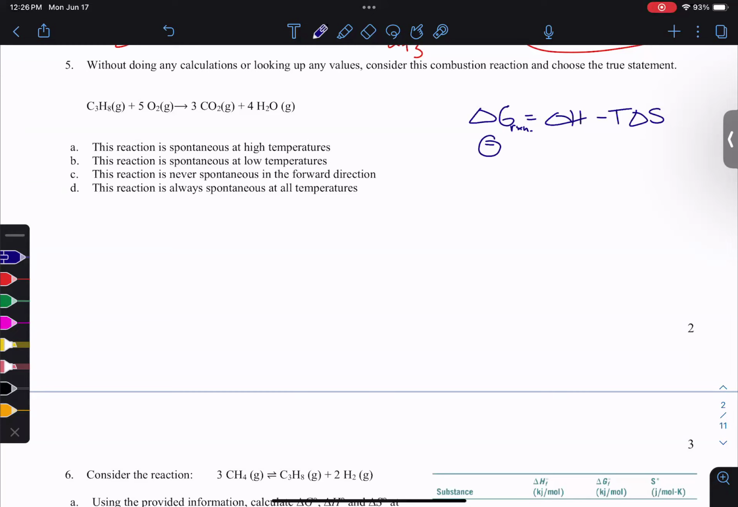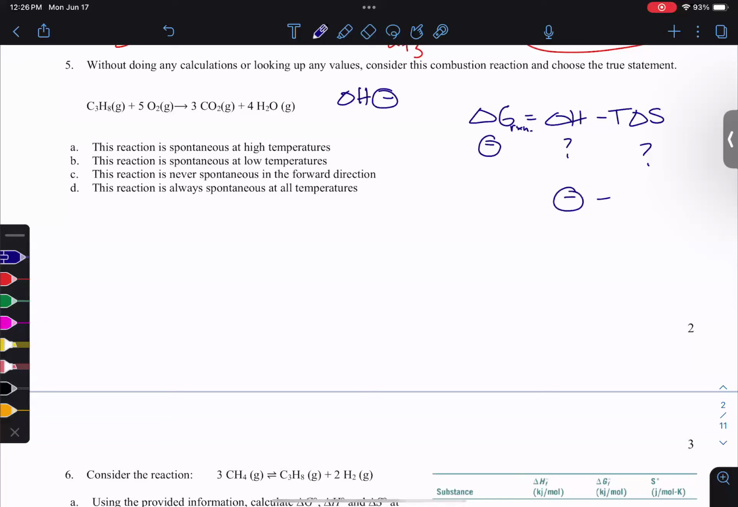But I have a problem. What the heck is delta H and what the heck is delta S? I didn't give it to you, but I gave you hints at it. Yeah. So what did I say about this reaction? I say it's what kind of reaction? Combustion. It's burning. So what is the sign of delta H? Negative. Yeah, exothermic. So that's the hint. That's the sign of delta H.